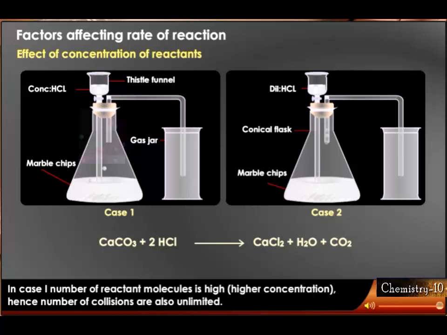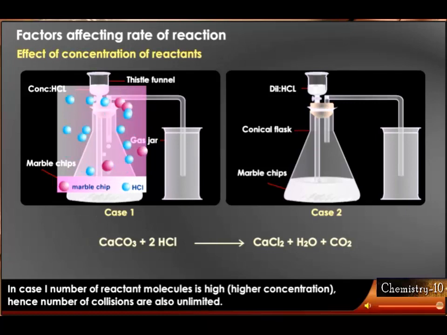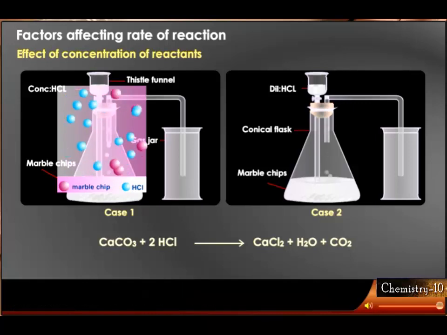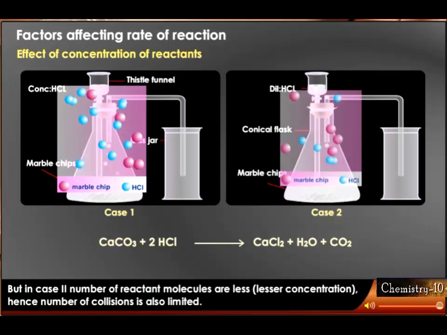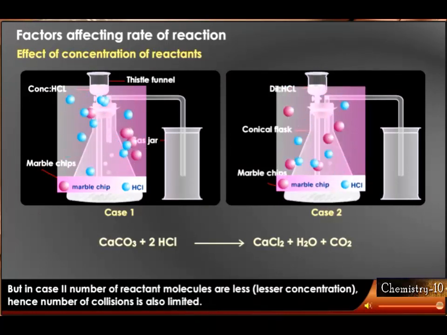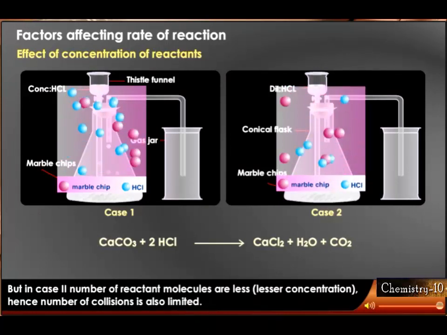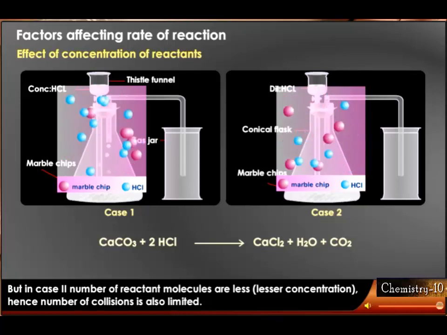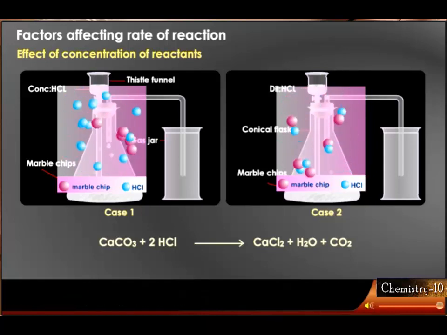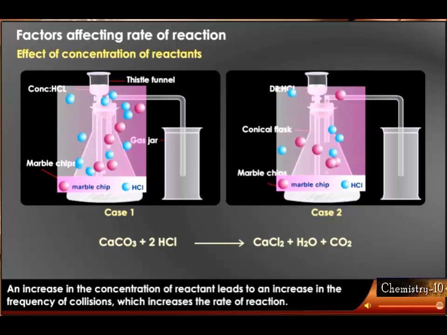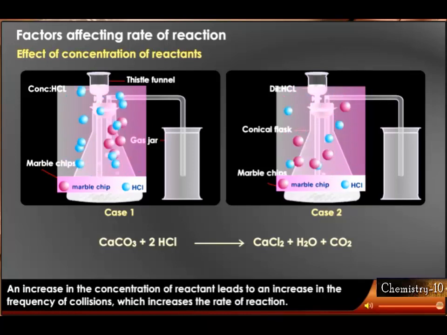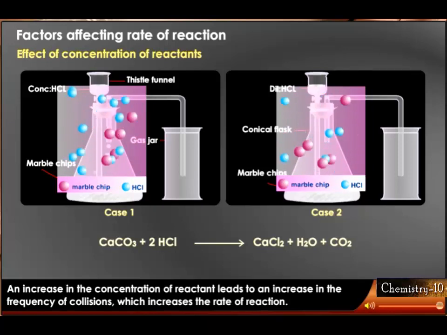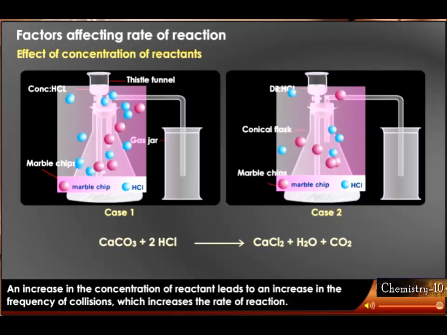In case 1, number of reactant molecules is high, higher concentration. Hence, number of collisions are also high. But in case 2, number of reactant molecules are less, lesser concentration. Hence, number of collisions is also limited. This can be explained by collision theory. An increase in the concentration of reactants leads to an increase in the frequency of collisions, which increases the rate of reaction.